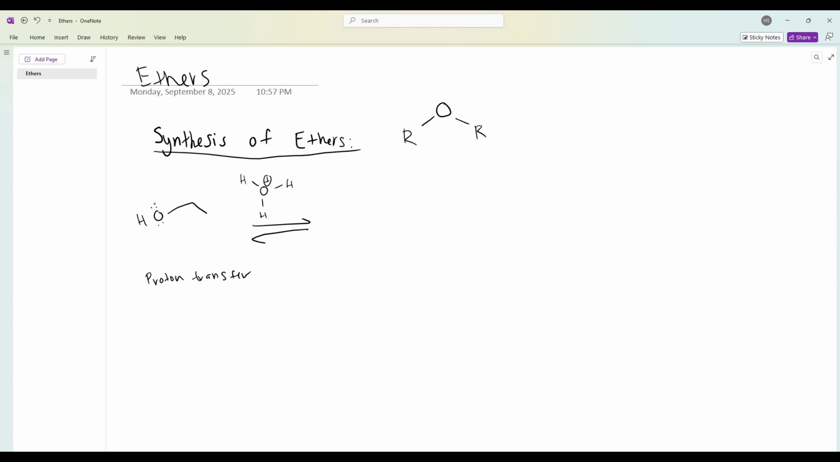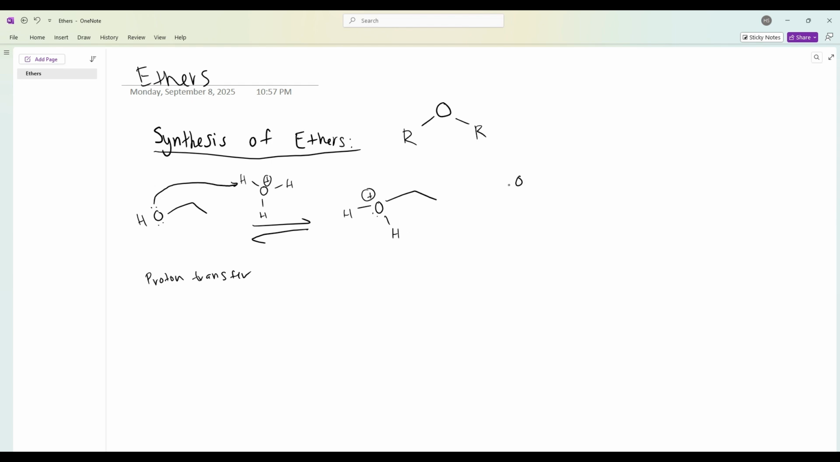So the electron pair on the oxygen here is going to reach into the acid and take a proton. And then what we're going to have is something that should look familiar. And this is now H2O at the end.